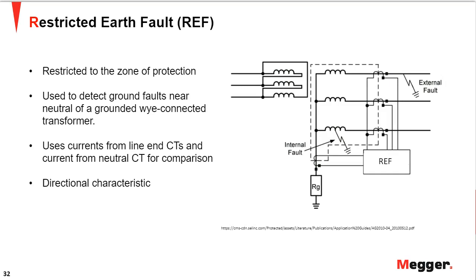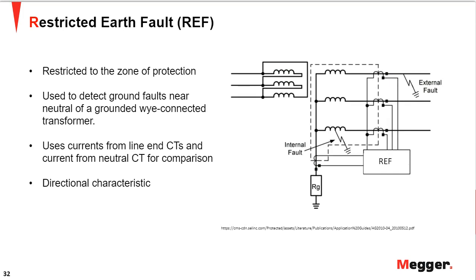So here is your zone of protection, and any fault internal to this zone, ground fault, right, earth fault we are looking into, would be considered internal. And anything that is beyond this zone is an external fault, right? So that's why it's named restricted earth fault. And obviously it's used to detect your ground faults near the neutrals of a grounded Y-connected transformer. And different implementations would be there in different relays that you're using.